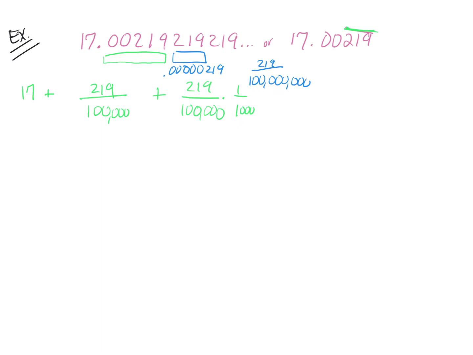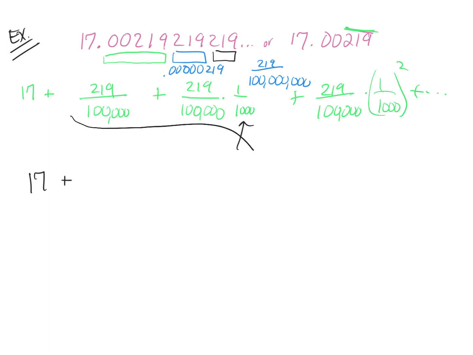Well, if you go to the next block, we move 3 decimal places over, which is why we are multiplying by 1,000s. So for the next term, we'll have 219 100,000s times 1,000th times another 1,000th. So in other words, now it's pretty clear what our geometric series is. So we have 17 plus. So here's our geometric series.